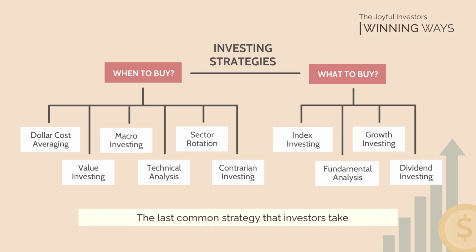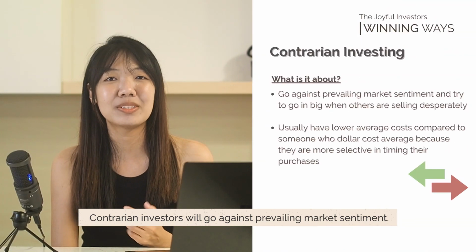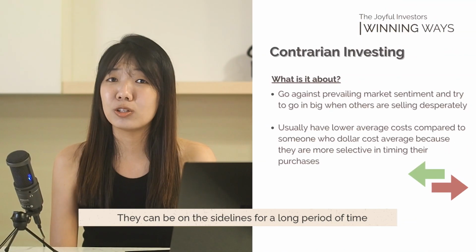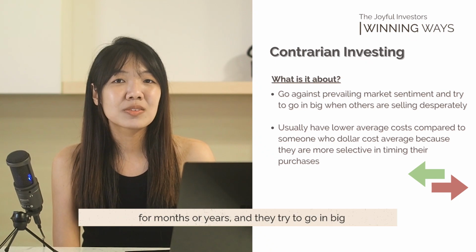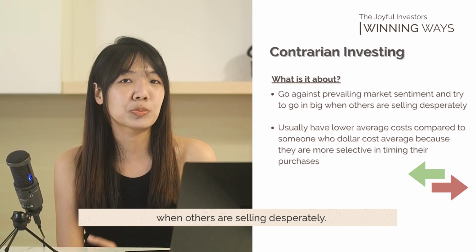The last common strategy that investors take to determine when to buy a stock is contrarian investing. Contrarian investors will go against the prevailing market sentiment. They can be on the sidelines for a long period of time, for months or for years, and they try to go in big when others are selling desperately.